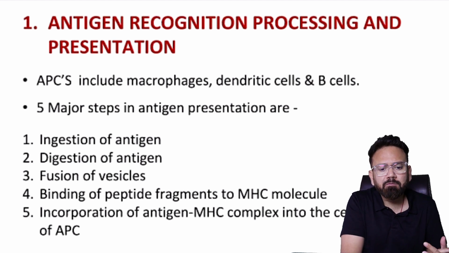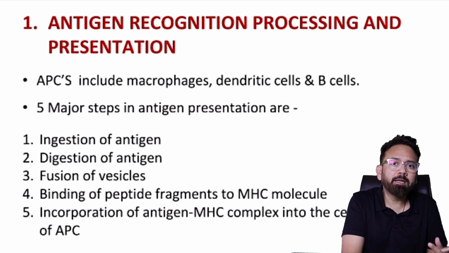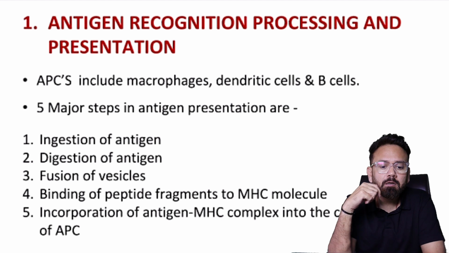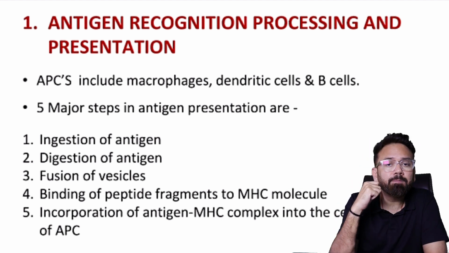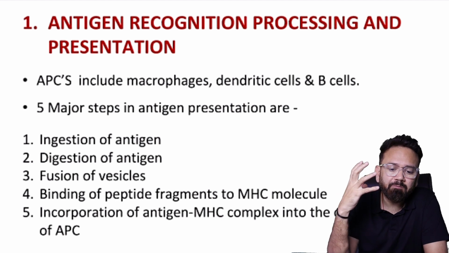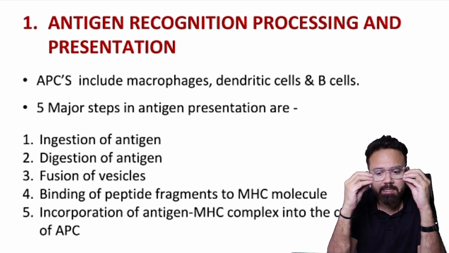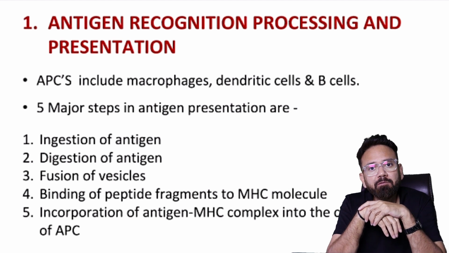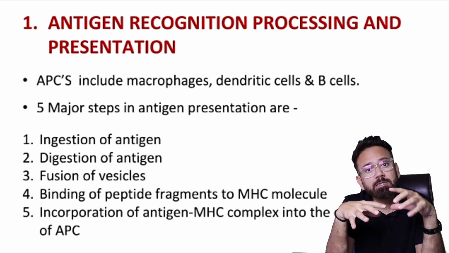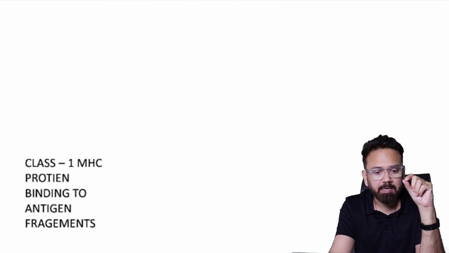So, what are the five major steps during antigen presentation? Number 1 is ingestion of the antigen. Number 2 is digestion of the antigen. Number 3 is fusion of the vesicle. Number 4 is binding of the peptide fragment to MHC molecule. And number 5 is incorporation of the antigen MHC complex into the cell membrane of the antigen presenting cell.